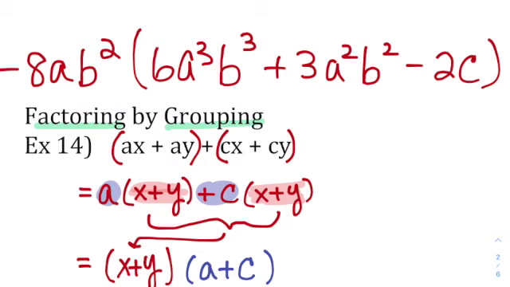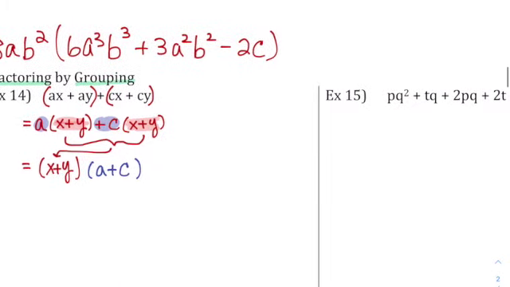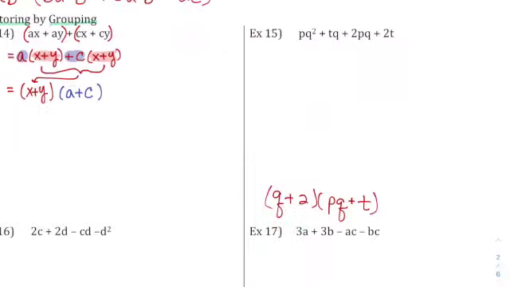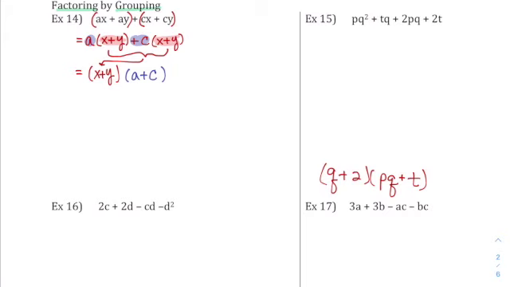So x plus y, which both have in common, goes first. Whatever's left, a plus c, goes into the second parenthesis. Now, if you switch the parentheses around, you got excited and put down a plus c first, that's totally okay. You are going to try 15 and see if you can follow the same steps. Example 15's answer is q plus 2 and pq plus t. The next problem is example 16.